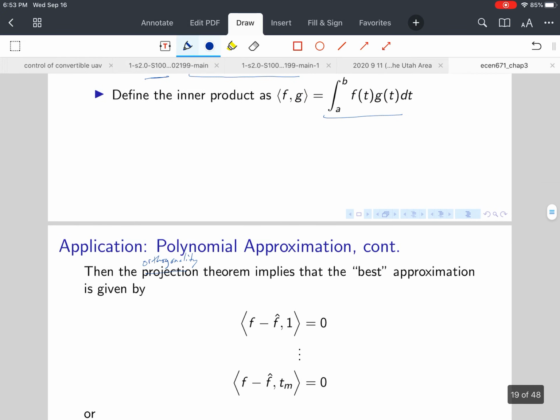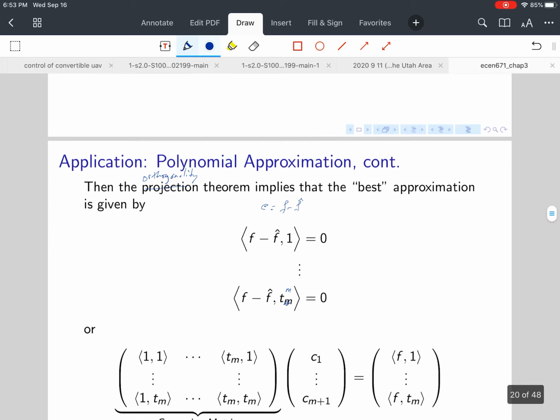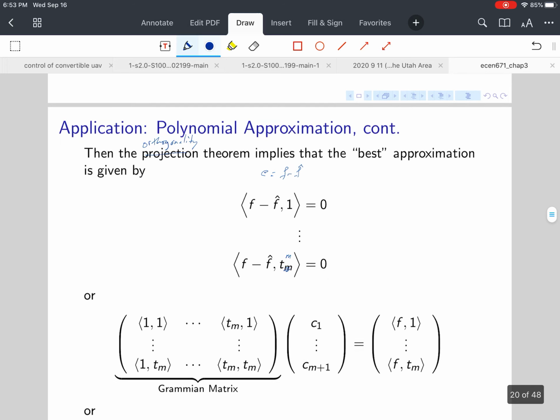The theorem implies that the best approximation is when the error, so we form the error equal to f minus f hat, is orthogonal to all of the basis vectors, down to Tm, like that. Yep, I've got typos everywhere. I'll fix these later.